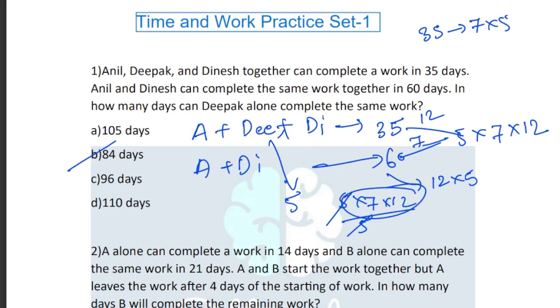All right, here you can see that I did not multiply the numbers because ultimately I had to divide these numbers, so better keep them in factor form only.